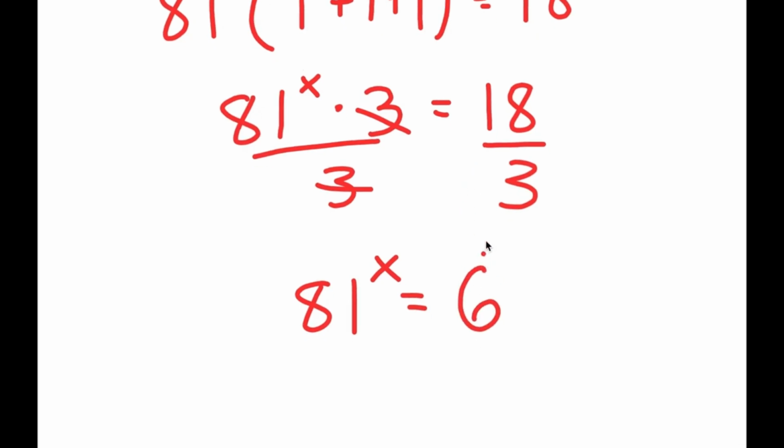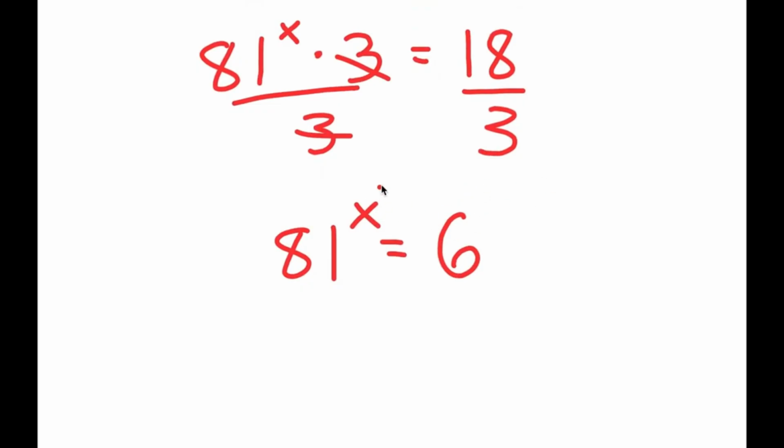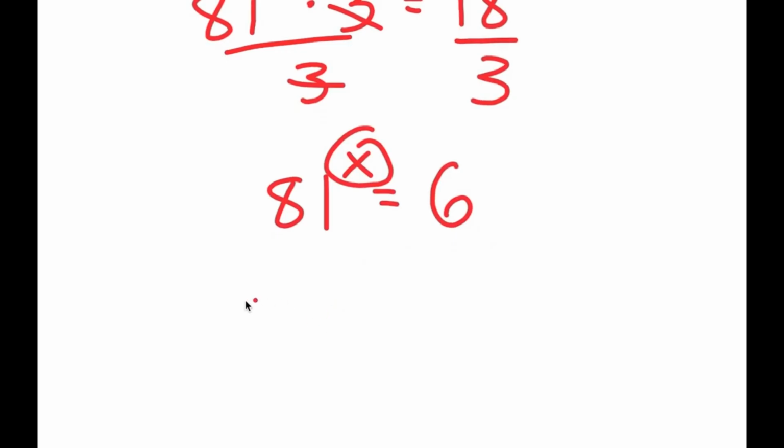So now we can tell that x is actually going to be a fraction. So it's going to be somewhere between 0 and 1. So we need to find the value of x because 81 is greater than 6, so x can't be a whole number. That's just not possible. So how are we going to solve this?